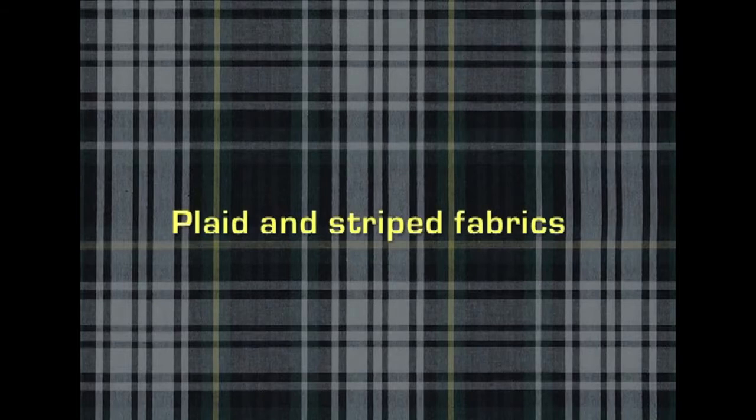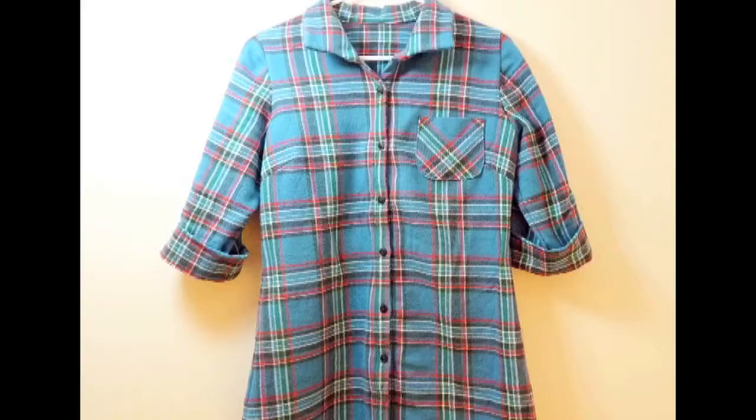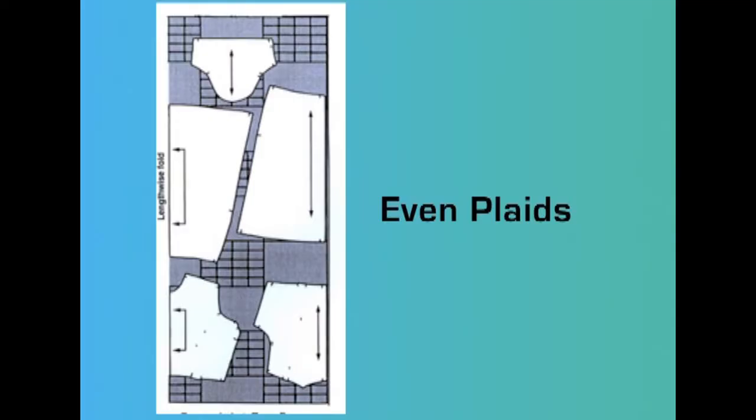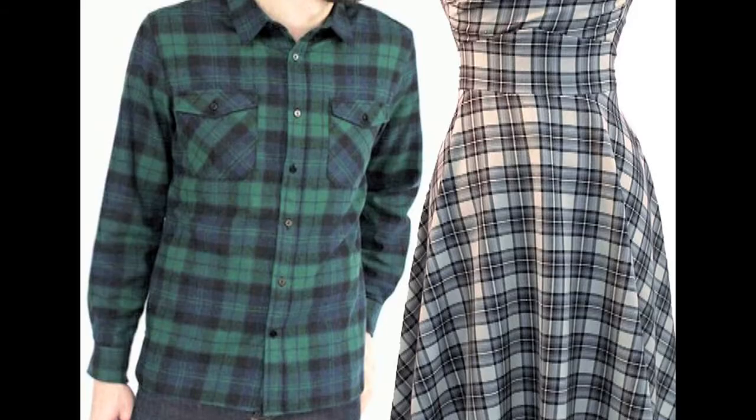Plaids and striped fabrics. These fabrics are printed or woven and have a pleasing effect when stitched. When pattern pieces are laid out on plaid or striped fabrics, they must be matched on horizontal and vertical grain lines at the seam lines, style lines and corresponding notches. Even plaids are the same in both directions. This design creates a perfect alignment and is simple to match.